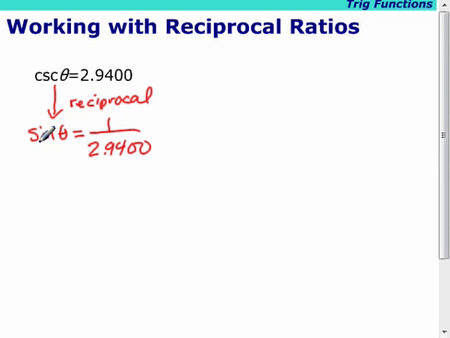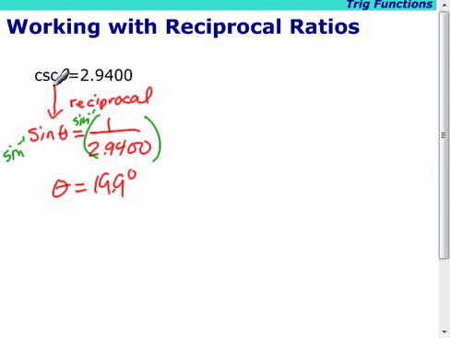Now I have a case where I have my primary ratio. Now I can solve. And we saw here a slide or two ago that to solve this, I can take the arc sine of this side. I should have done this on another line. Arc sine of that side. So if I take the arc sine of 1 divided by 2.94, I come up with approximately 19.9 degrees.